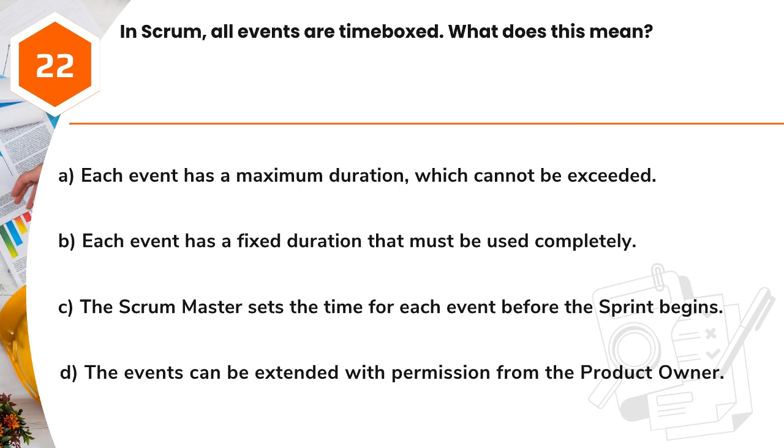Question 22. In Scrum, all events are time-boxed. What does this mean? A. Each event has a maximum duration, which cannot be exceeded. B. Each event has a fixed duration that must be used completely. C. The Scrum Master sets the time for each event before the sprint begins. D. The events can be extended with permission from the product owner.